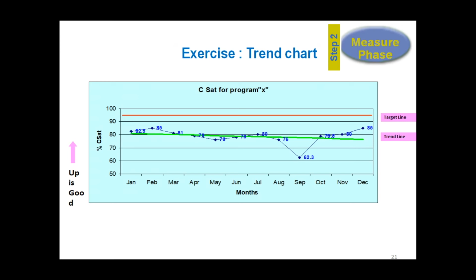The maximum is 85%, the minimum is 76%, leaving alone the 62.3, which is probably a special cause, which we have to look at separately. Then the other interpretation we can look at is 95% is the target line, so we are well below that, and we need to do something drastically different, and that's what probably we need a DMAIC project on, where we improve the process and bring it closer to the target line.